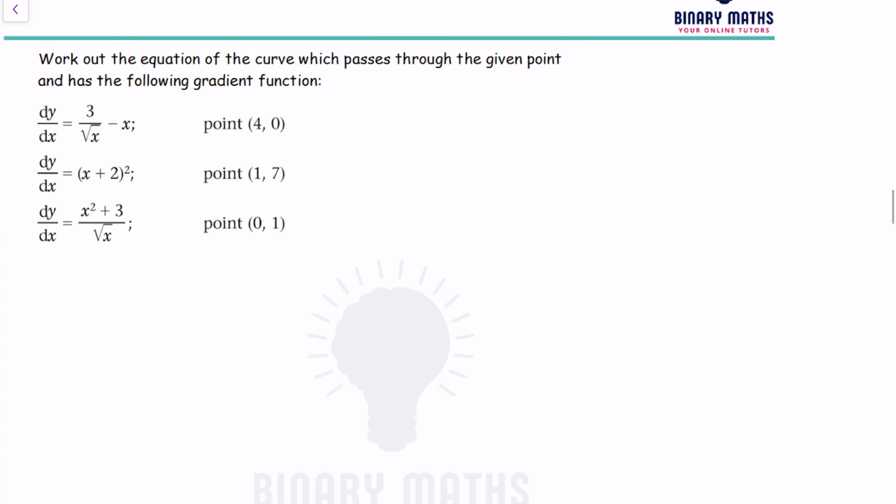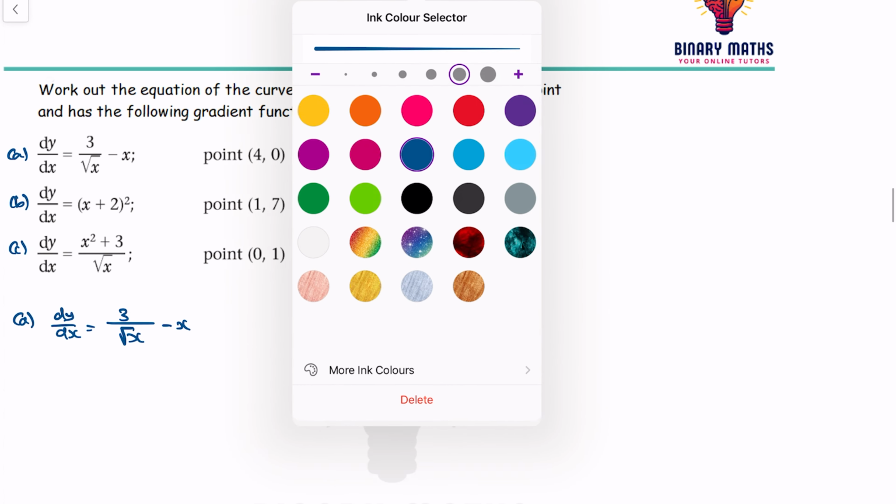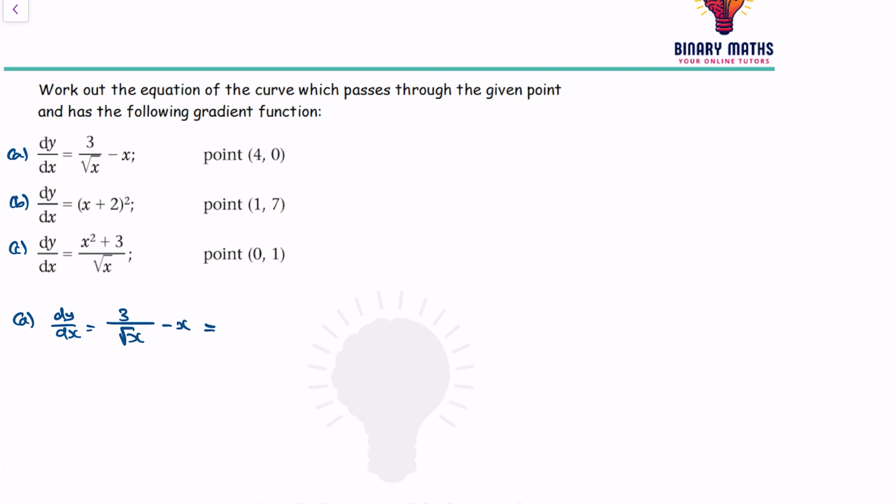Okay, next question. Work out the equation of the curve which passes through the given point and has the following gradient function. Okay, a, b, and c. For a, we've got dy dx, we're using a different notation, 3 over root x minus x. So dy dx, if I write it in index form, so always with our calculus, try to write it in index form first, is the same thing as 3x to the power of minus a half, because root x is in the denominator.